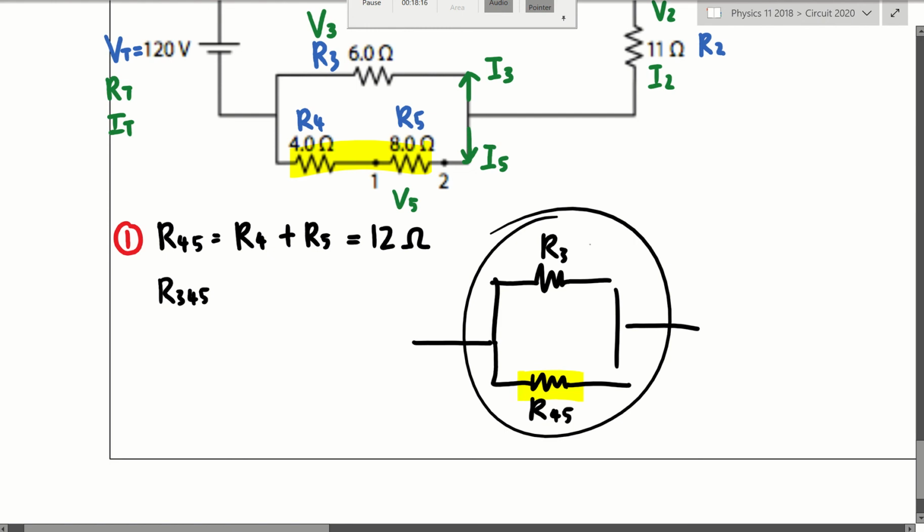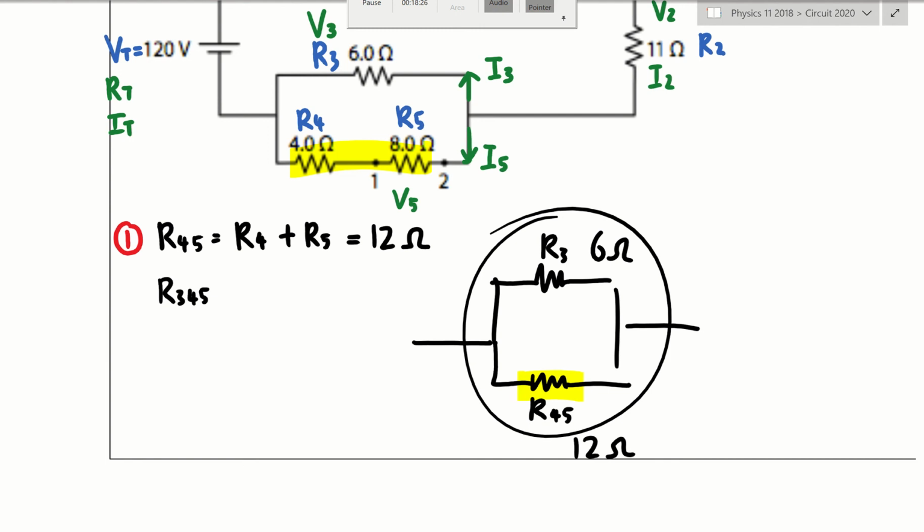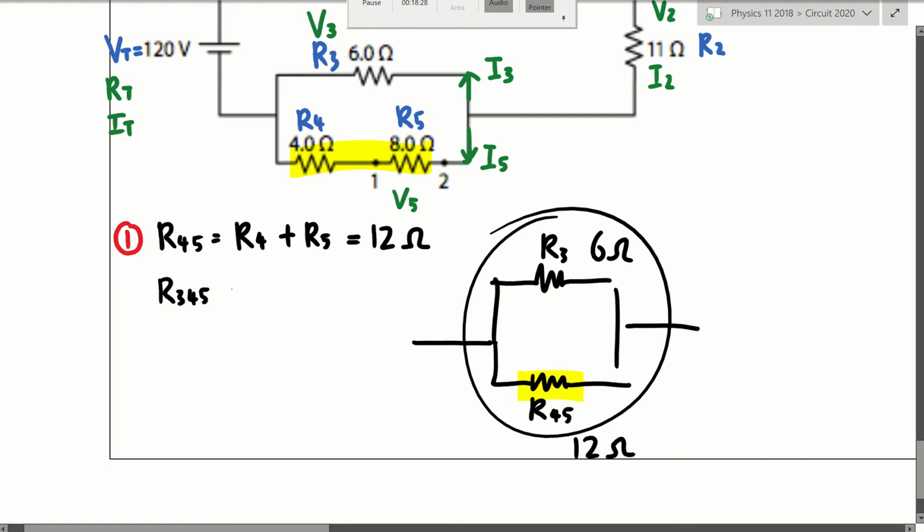So right now, this R3 is 6 ohm, R45 is 12 ohm. So I have to do this in parallel. Okay, so 1 over 6, 1 over 12, 1 over the answer. Usually, how I do this kind of question is, in a calculator, if you have a calculator. Let me write down the equation. So R345 is 1 over R3 plus 1 over R45.